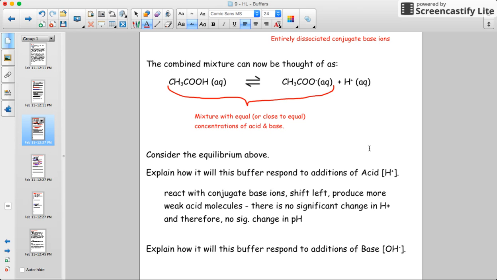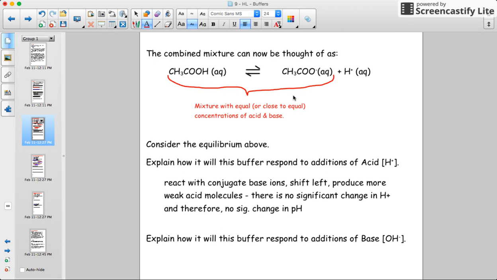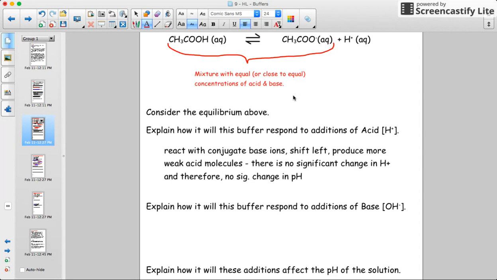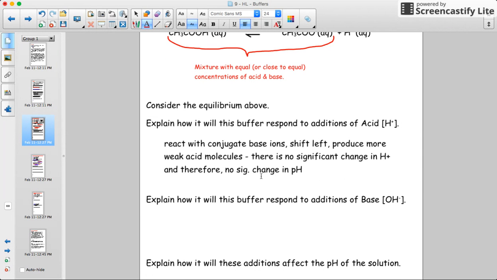So if you add acid to this, it will continue to get neutralized by the conjugate base until you run out of conjugate base. So you couldn't do this indefinitely, but you could do it for a small amount of acid. Same idea if you add base to this solution.